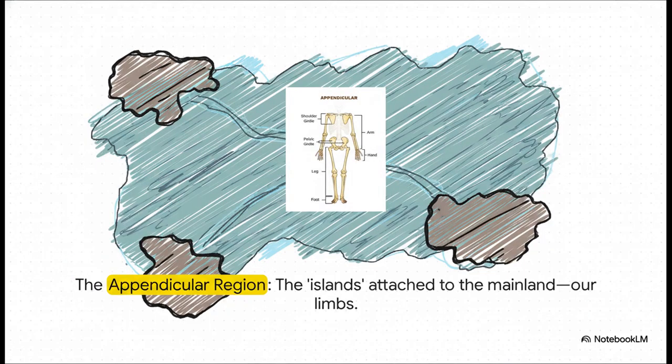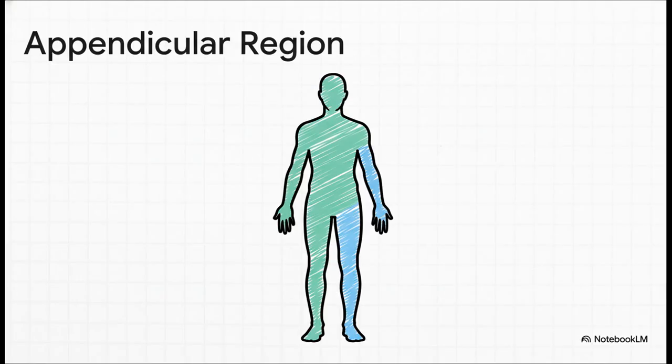And branching off from that mainland, we have the appendicular region. If the axial part is the mainland, then these are the islands on our map. We're talking about your arms and legs, the appendages that let us move around and interact with everything. And just to break that down real quick, the upper limb is the whole package: arm, forearm, wrist, hand, and fingers. The lower limb is the thigh, leg, ankle, foot, and toes. Simple enough, yeah? These are the parts that really get us going.